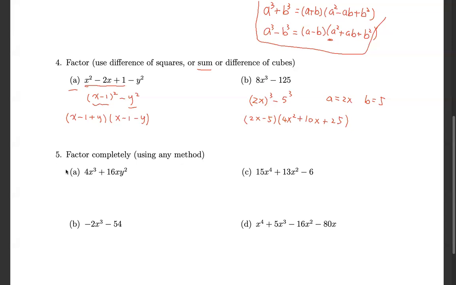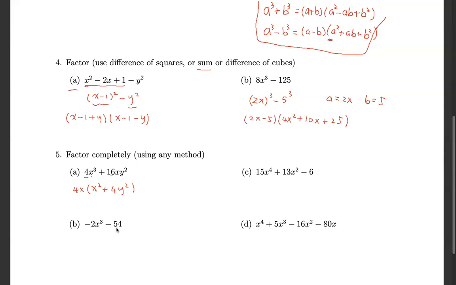Now let's see 5. Factor completely. The first one, we see 4 is a common factor, and x is a common factor, so we factor out 4x. Then we're left with x squared plus 4y squared. And this is a sum of two squares. It cannot be factored anymore. So that's it. Two factors, 4x and x squared plus 4y squared.